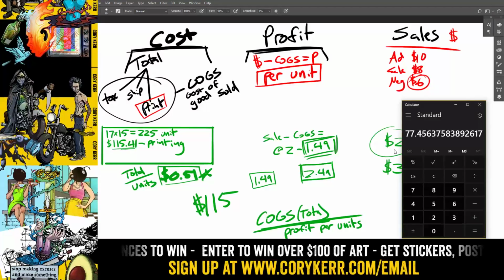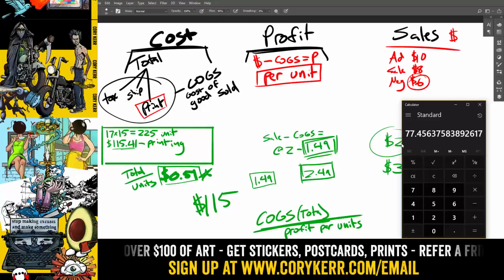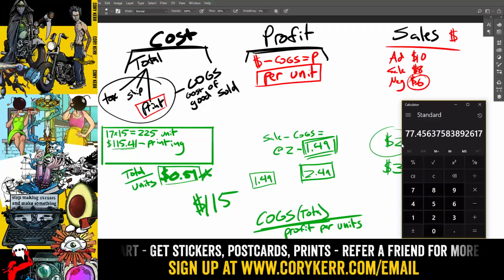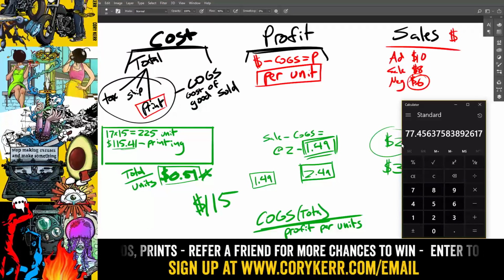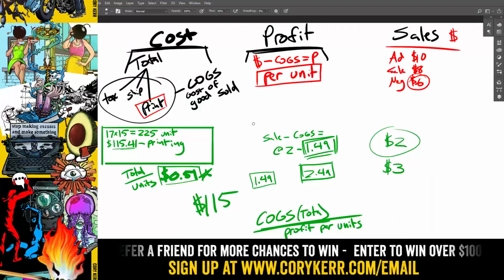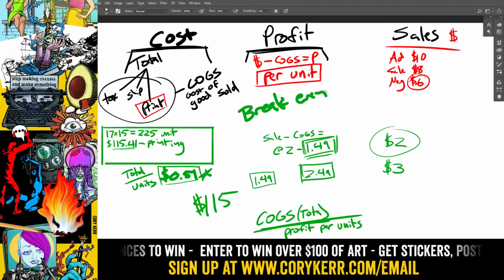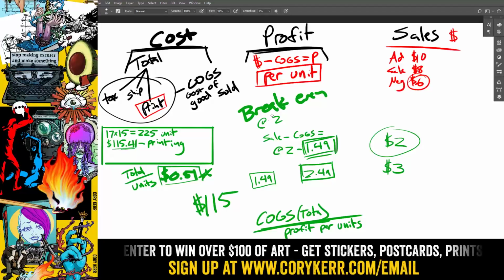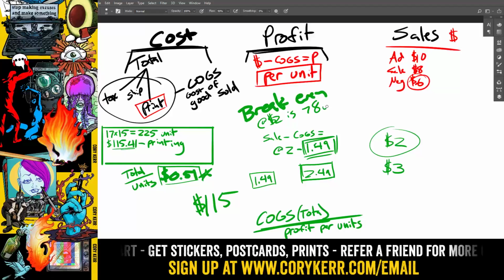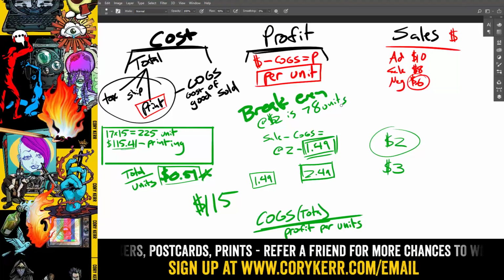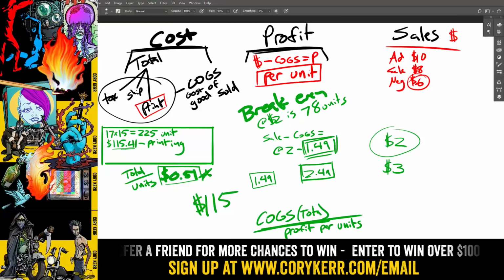$1.49. So that means that to break even, I need to sell 78 of these, right? Because 77 doesn't quite get me there. So 78, you always round up to a whole number. So my break-even at $2 is 78 units. So 78 postcards is how many it will take for me to reach my print cost.